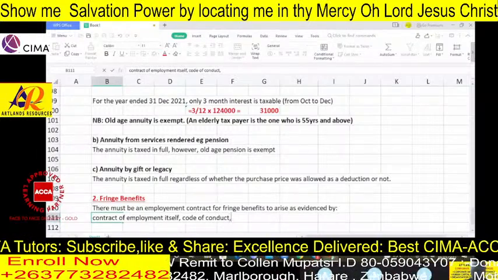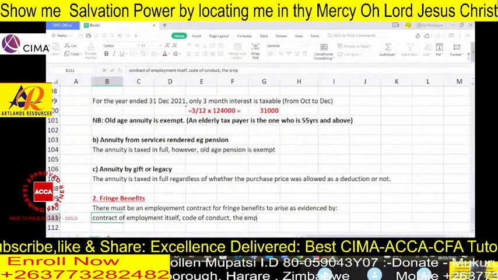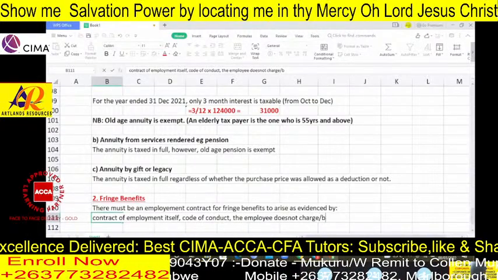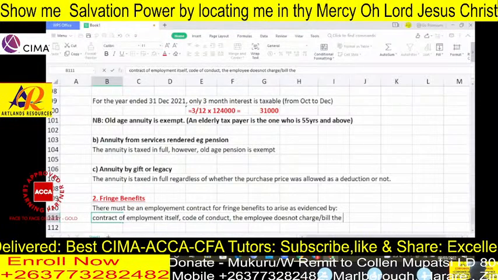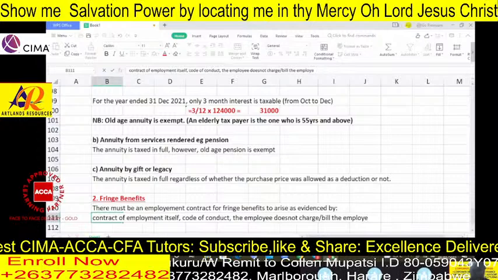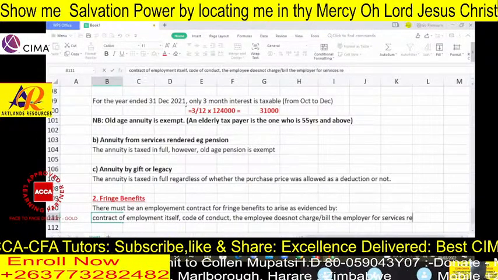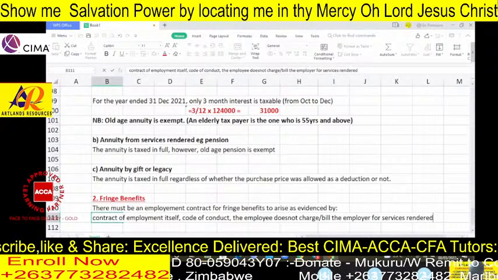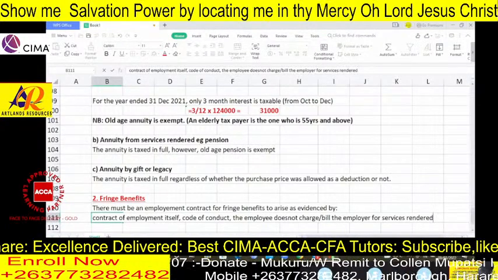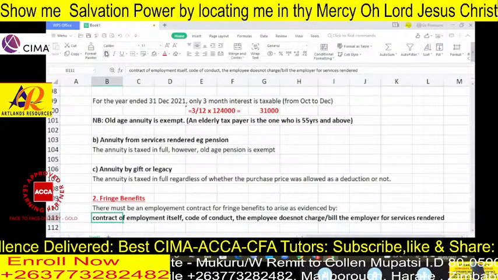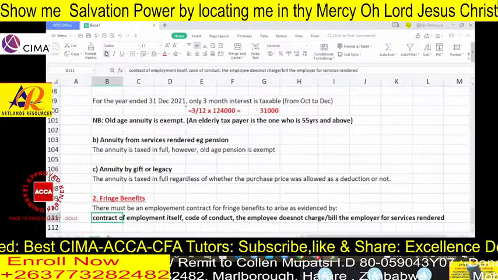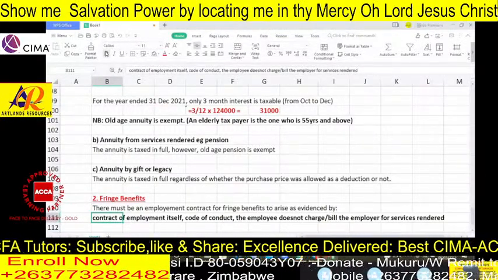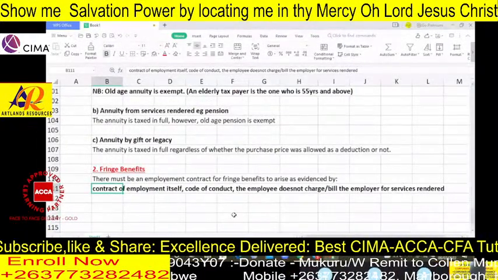Also evidenced by a code of conduct, and the employee does not charge or bill the employer for services rendered. So these are the things that can tell us that this is an employment contract. If you are an employee, you don't say at the end of every day, I will bill the employer, I will send an invoice. You don't bill the employer for services rendered. You get that? These are the conditions that must first be satisfied before we talk about fringe benefits. Any other relationship is known as independent contractor.